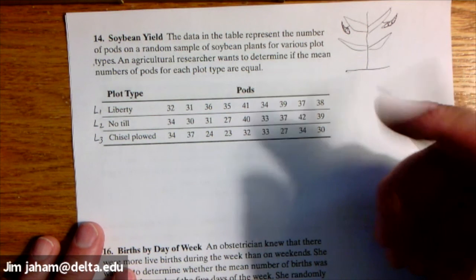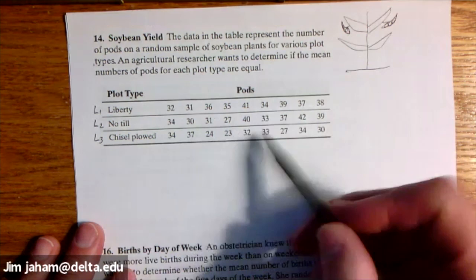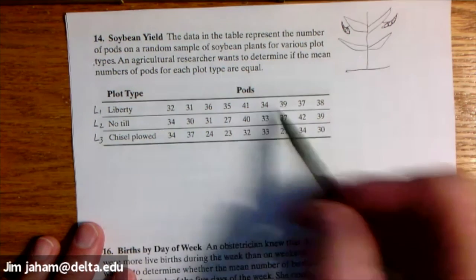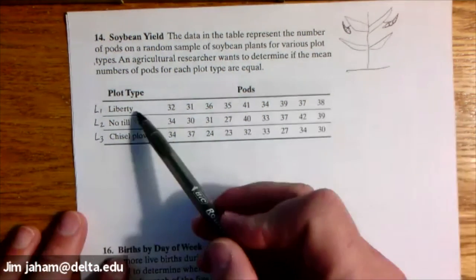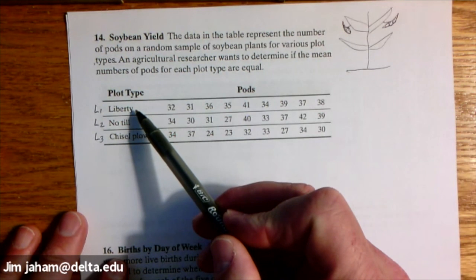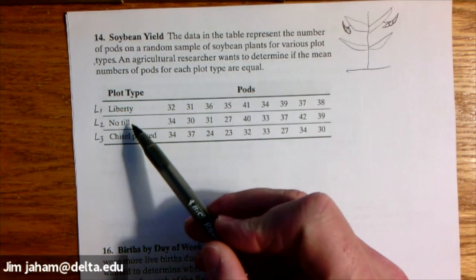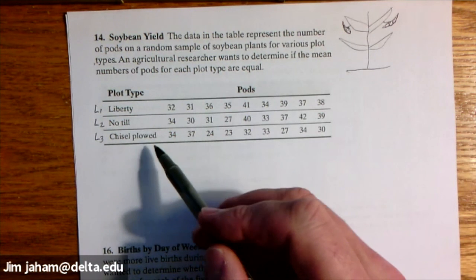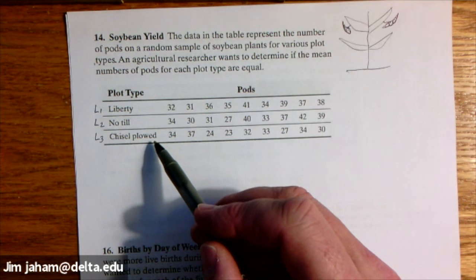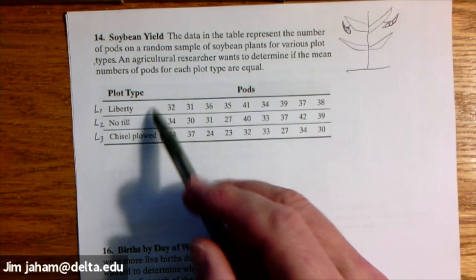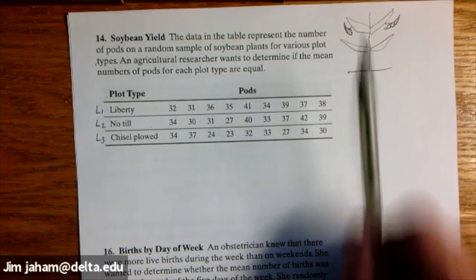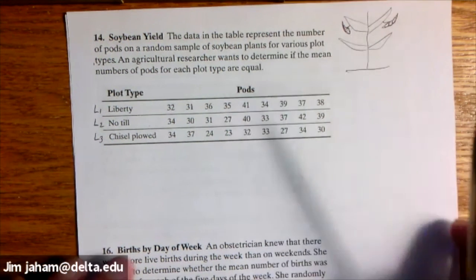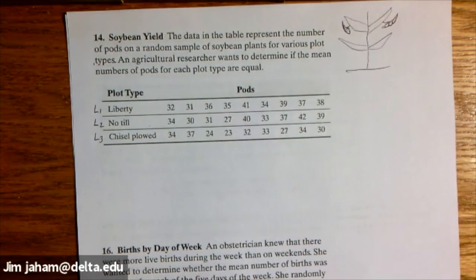All right, so from what you observe in the data, do you think that there's a difference? Should this farmer go only to Liberty plots, or should they go only to no-till plots or only to chisel plowed plots? Is one of these different plot types going to yield more of these pods? All right, so this is the kind of data that they use.